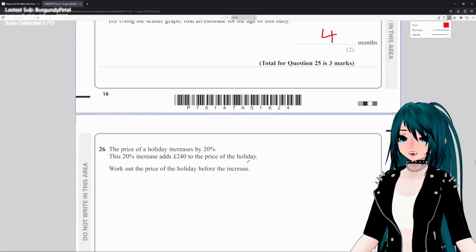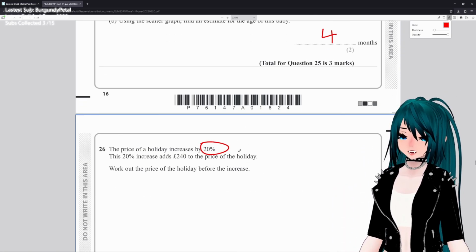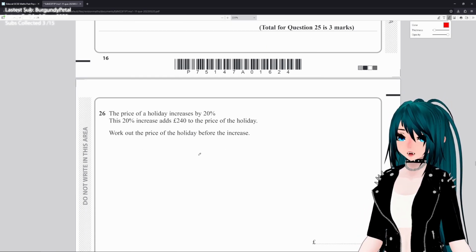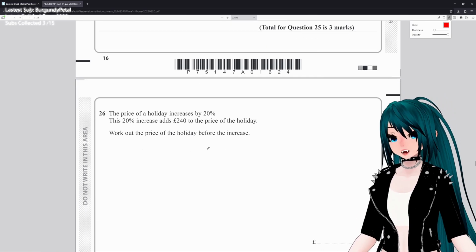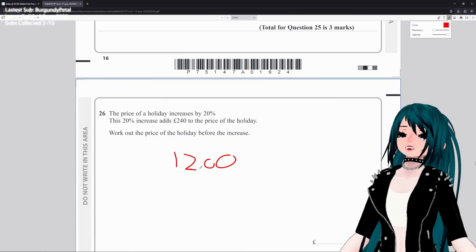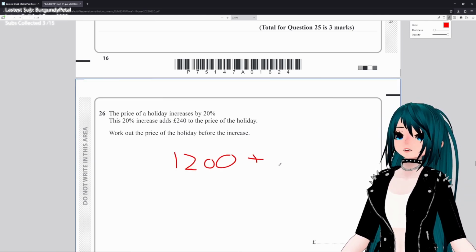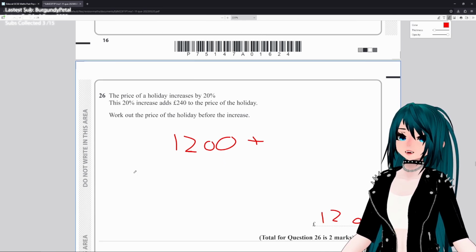The price of a holiday costs 20. It increases by 20%. Bro, inflation is wild. This 20% increase adds 250 to the cost of the holiday. We'll work out the price of the holiday before the increase. I think it's that, right? I'm gonna do some math. So 10% of this is 120, right? And then yeah, it's 1,200. I did the math in my head.